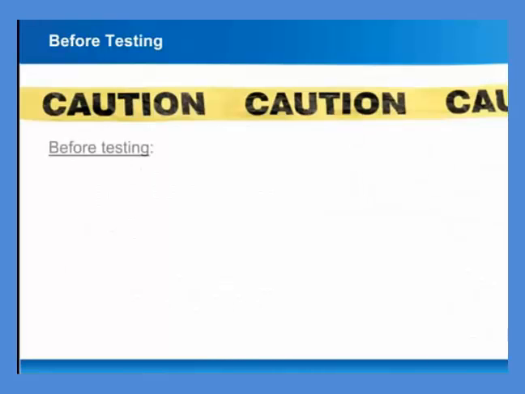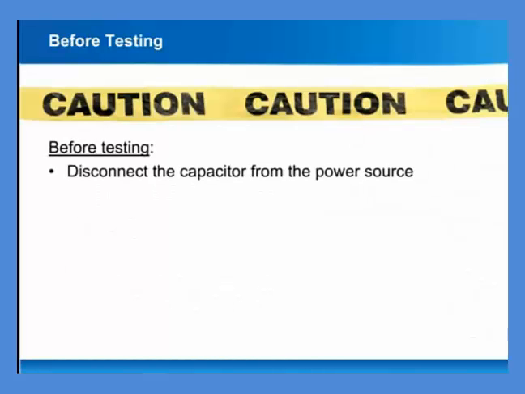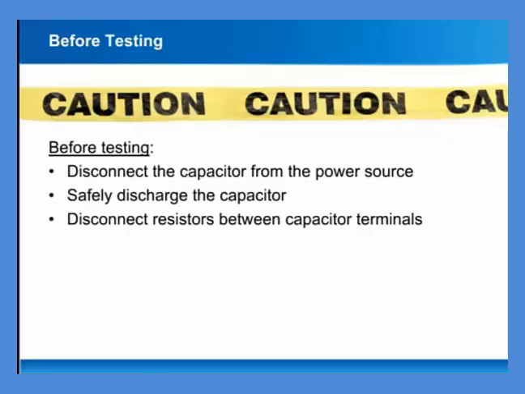Caution. Before testing, disconnect the capacitor from the power source and safely discharge the capacitor. You must also disconnect any resistors between the capacitor terminals. The purpose of resistors is to limit the amount of current getting into the capacitor to prevent damage to it. You must disconnect resistors because they may be holding a charge, and you want to be sure you are measuring only the capacitance of the capacitor itself.